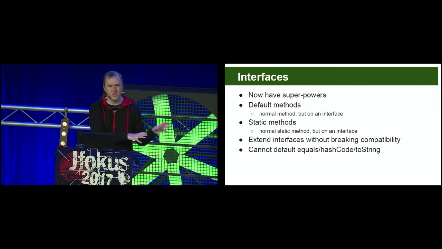Although all the focus has been on lambdas, in terms of the design of your system, methods on interfaces potentially, in my view, are more important. It's more significant, with what you can now do. You can obviously extend interfaces without breaking compatibility. The only restriction fundamentally is that you can't default equals, hashCode or toString.